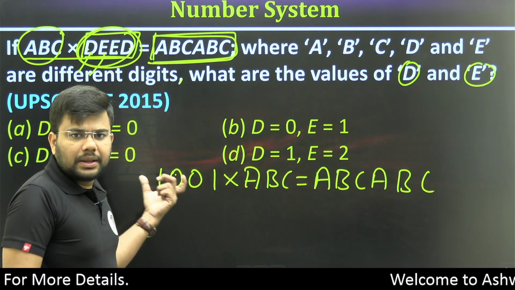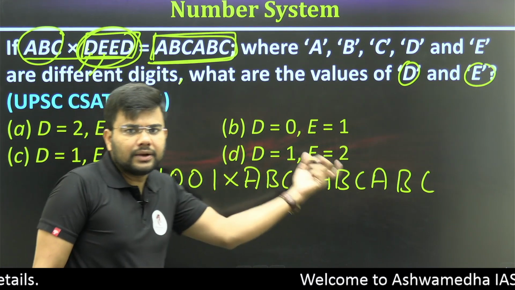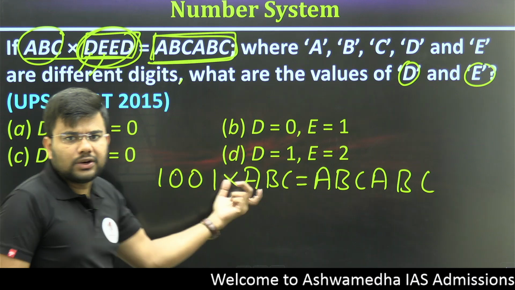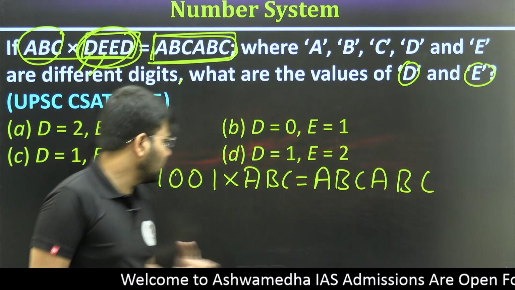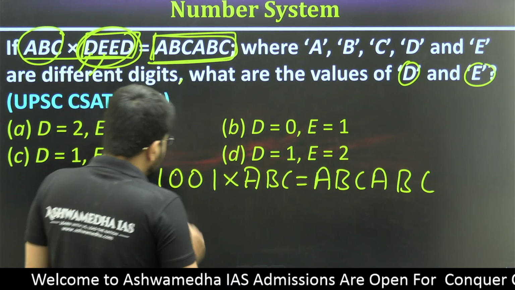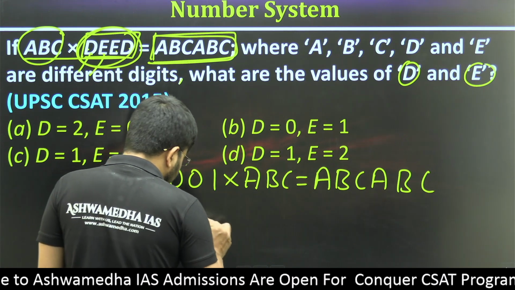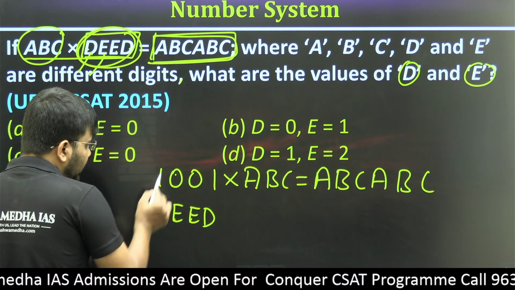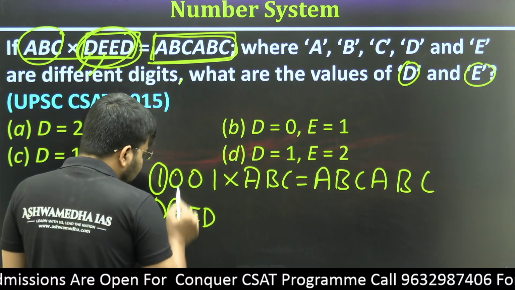That means if I multiply 4001 with 123, I'll get 123123. 4001 into 567, I'll get 567567. Okay? Yes. So that means here D, E, E, D. So what is the value of D? The value of D is 1 and the value of E is 0.